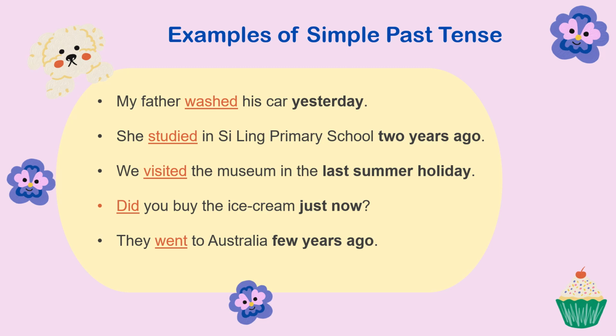We visited the museum in the last summer holiday. Last summer holiday shows you that this event was already past. So, visit becomes visited. Next, did you buy the ice cream just now? Just now is also an activity or an event that happened in the past. So, did is a past tense.